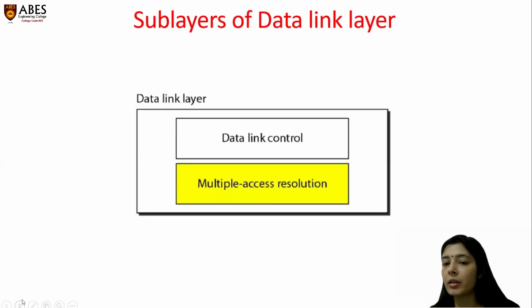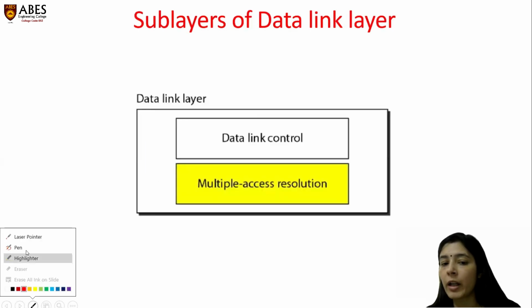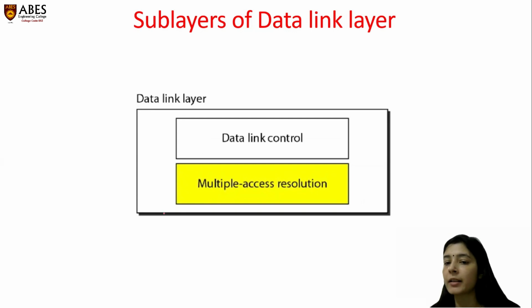So here we can see that the data link layer is subdivided into two sublayers. One is known as the data link control and the other one is known as the MAC sublayer, the media access resolution layer. Some of the responsibilities of the data link layer are now handled by the data link control layer and some are handled by the multiple access resolution.